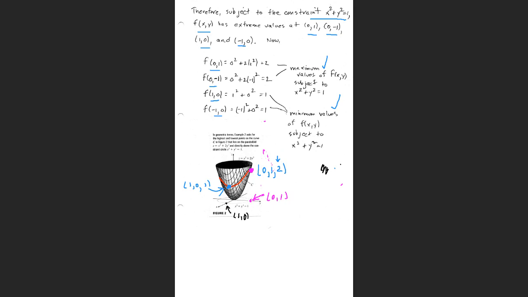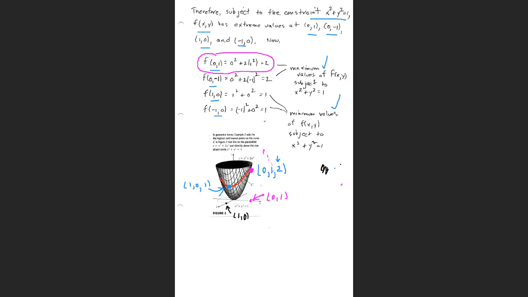Are you okay with that answer then? Because above, when x is 0 and y is 1, the function value equals 2. So that's the z coordinate, the function value. Okay, excellent, excellent.